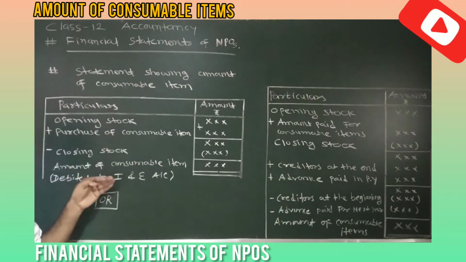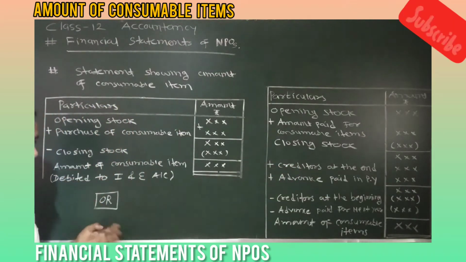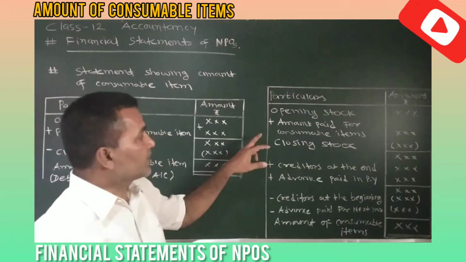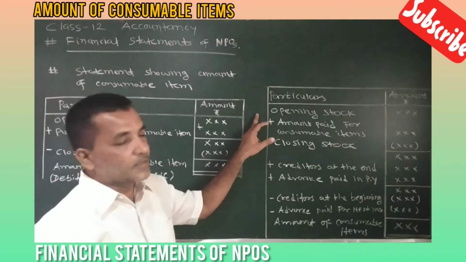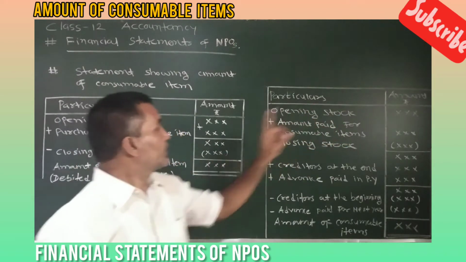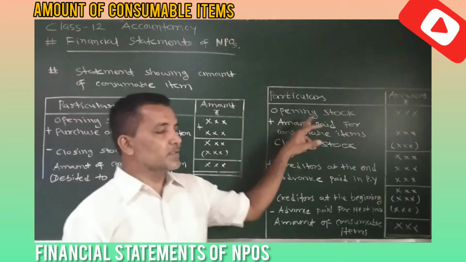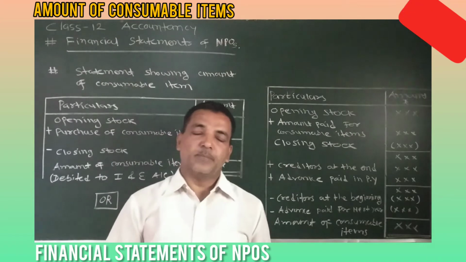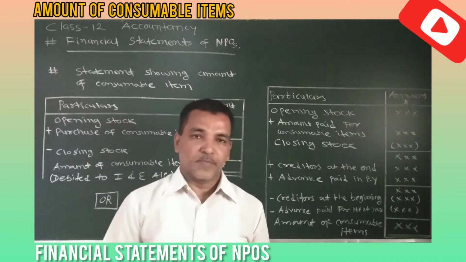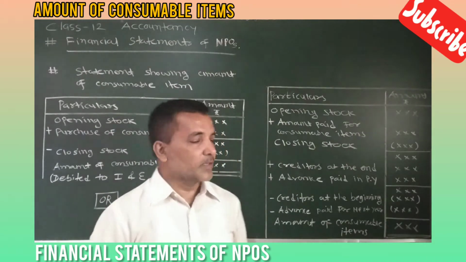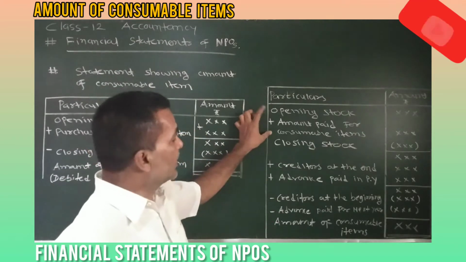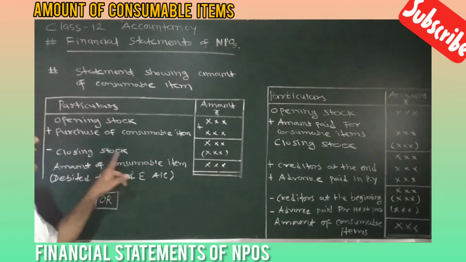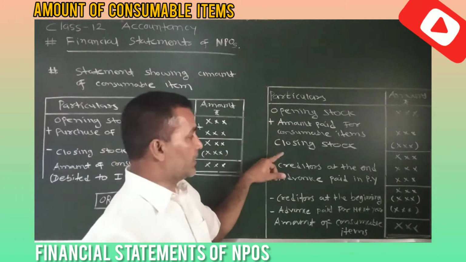So it can be prepared in this way also, or if some more information is given, then you can prepare in this way. Here you can find the amount of consumable item by taking opening stock like this. In this you have to add amount paid for consumable items. That means if you have made any cash purchase or amount paid to creditors, then that amount will be added here. From that you have to minus closing stock. So closing stock we minus, opening stock we add.